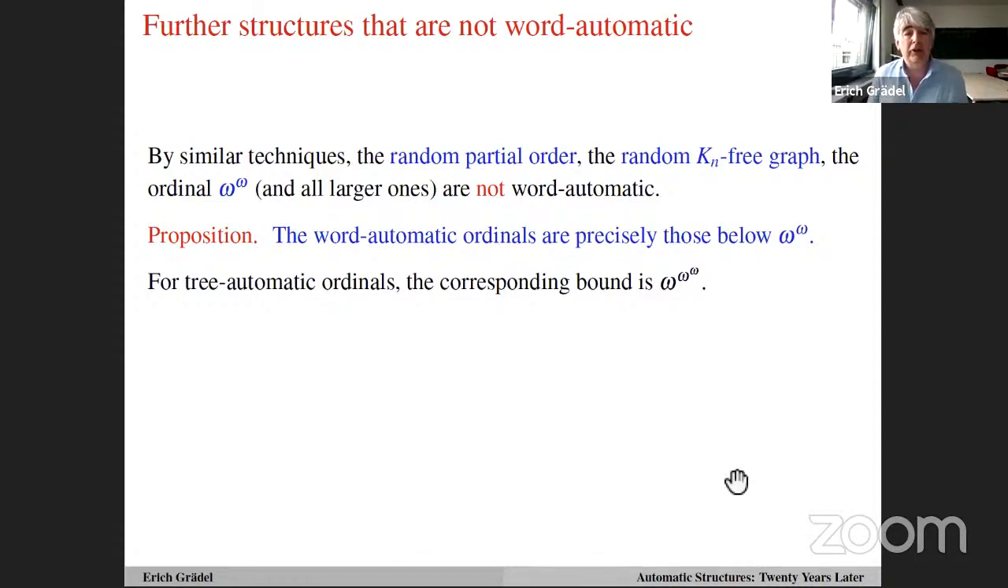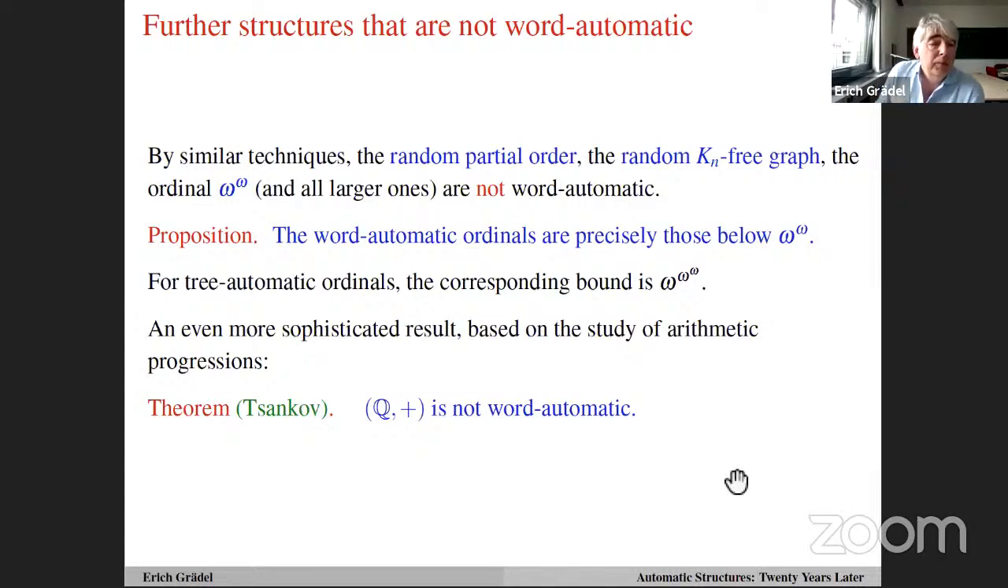So that's random partial orders, a random Kn-free graph, so it contains no clique of size n, and the ordinal omega to omega and all larger ones. Since it is rather easy to come up with an automatic presentation of the smaller ordinals, this also characterizes the word automatic ordinals. These are precisely those below omega to the omega. As a remark, for the omega automatic ordinals, the corresponding bound is one exponential higher.